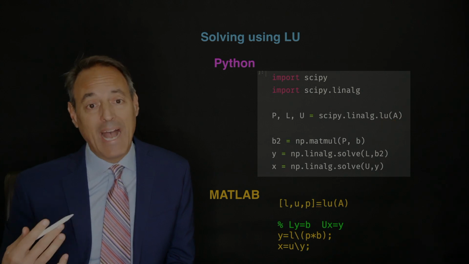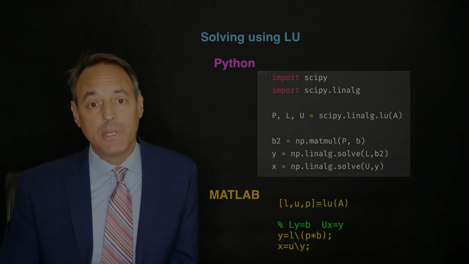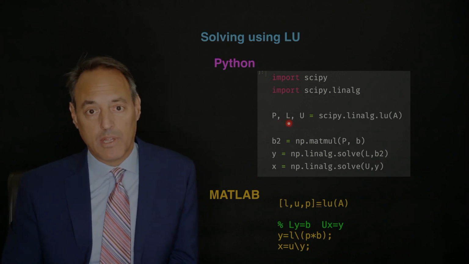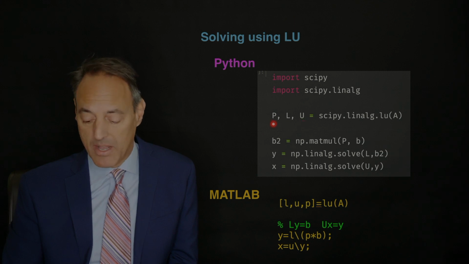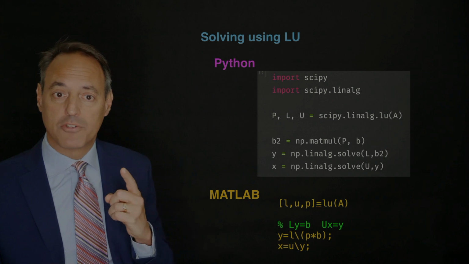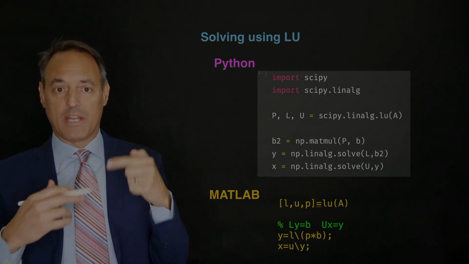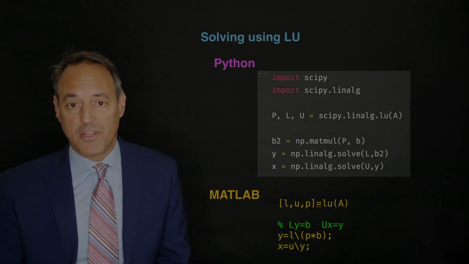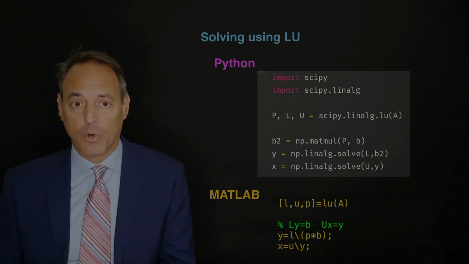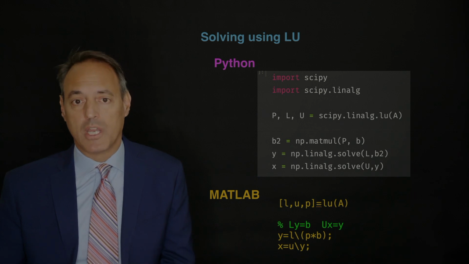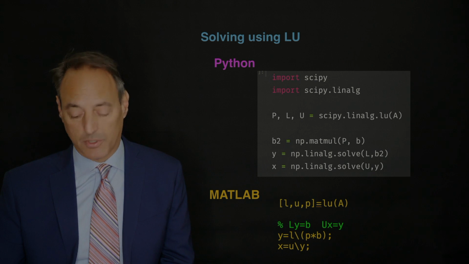And what it brings back for you are three matrices, P, L, and U. The L and U matrices, like we've been talking about, and a P matrix, which is the permutation matrix. The permutation matrix tells you whether you had to switch any rows when it did the decomposition. If P is equal to the identity, then you don't have to worry about permuting anything, because in fact, it didn't have to switch any rows in the process.